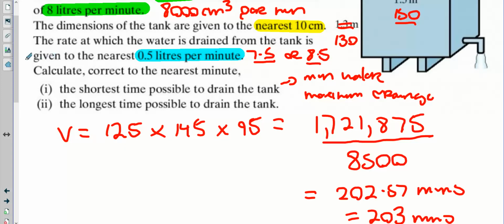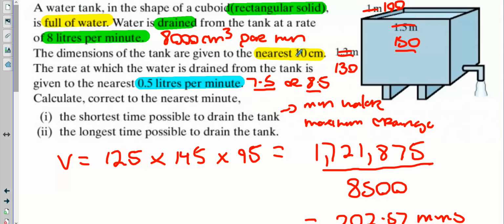To make the minimum size, because it's measured to the nearest 10 centimeters. See the yellow part? Did I add or take away? Take away. So, the minimum time to drain the tank is the minimum amount of water. So I picked the minimum measurements possible, and then the maximum rate we take the water out by. Okay, that's what we had to do there.